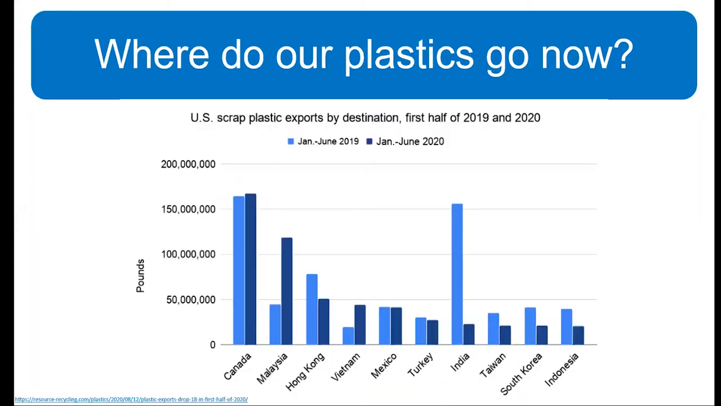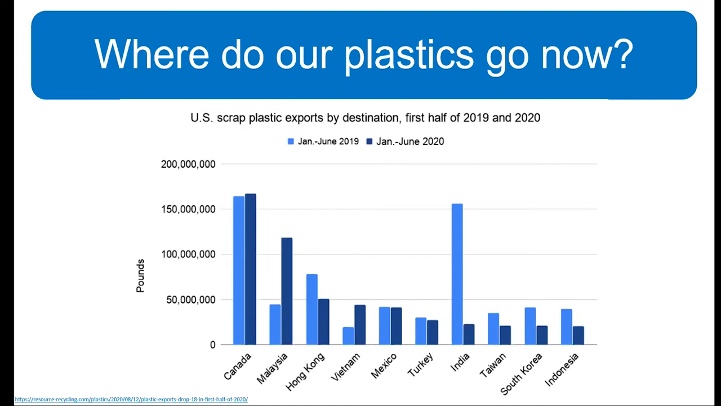So where do our plastics go now? This graph provides a glimpse into where our plastics were going in the first 6 months of 2019 compared to the same time period in 2020, which is pretty interesting. Overall, U.S. exports of scrap plastics decreased by about 18% in the first part of 2020 compared to the first part of 2019. China is no longer among the top importers of scrap plastic due to the National Sword changes.